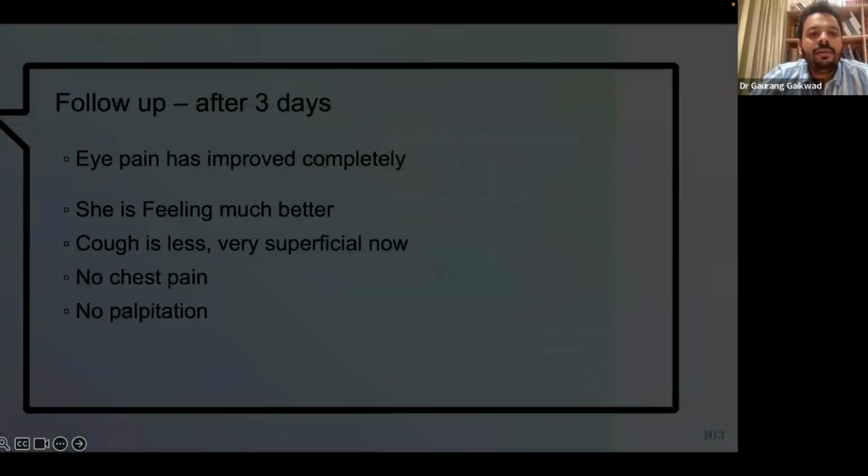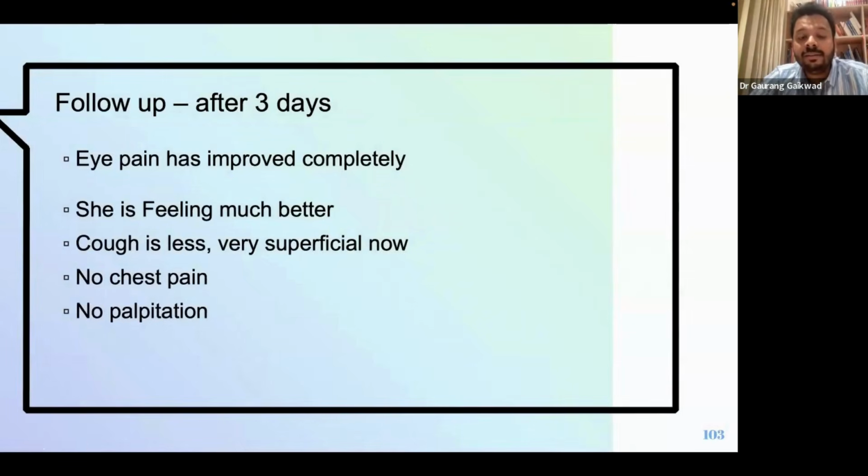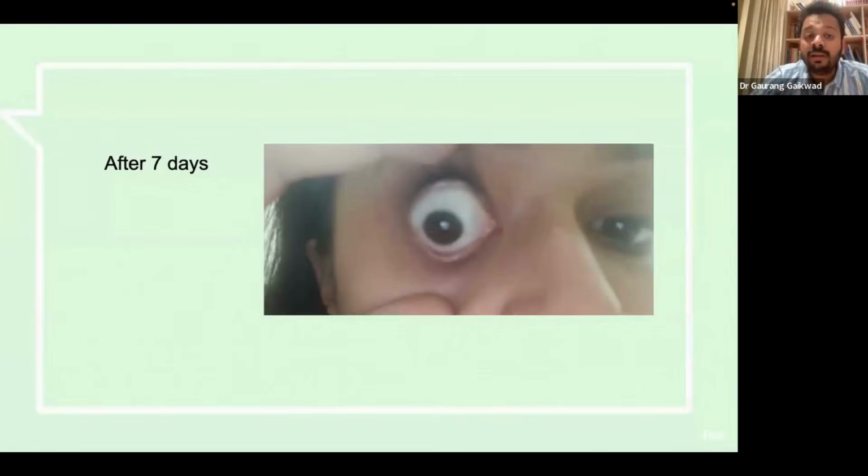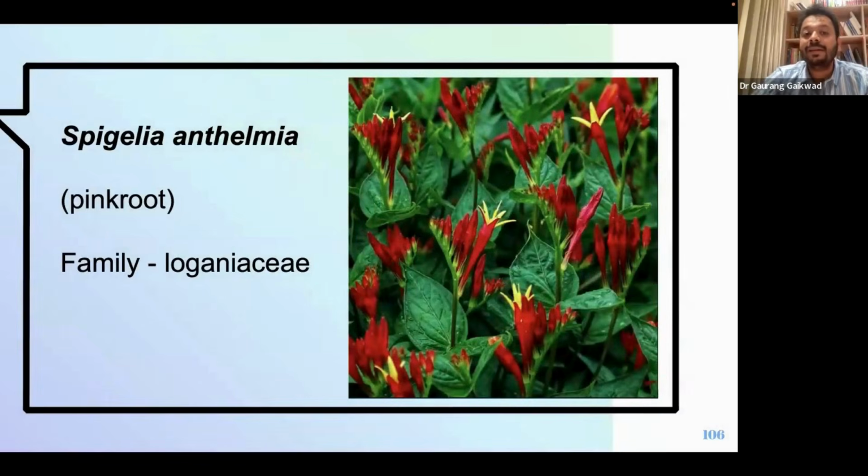Well, within the next 3 days, that is 72 hours, there was a remarkable change. The conjunctivitis, the pain, the eye situation beautifully healed. In 7 days, her eye situation was in a much, much better situation. You can see here. And we followed up a little later also, and she had done very well on Spigelia anthelmintica, the great remedy.